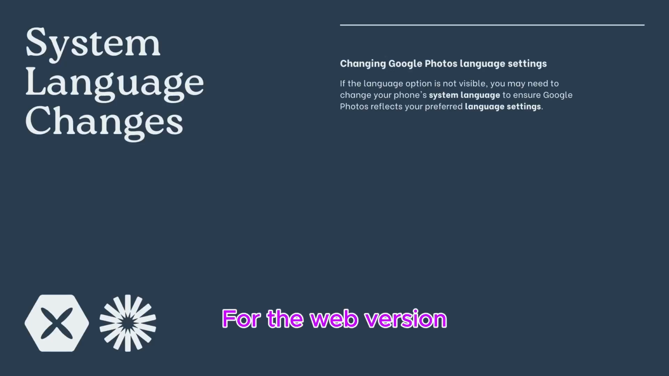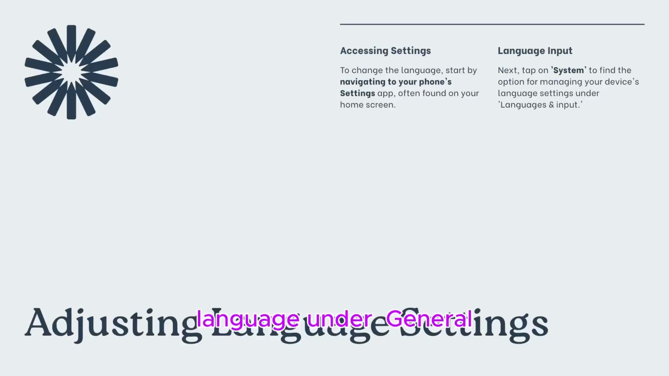For the web version, go to photos.google.com, click your profile icon, select Google account, go to Data and Privacy, and change language under General Preferences.